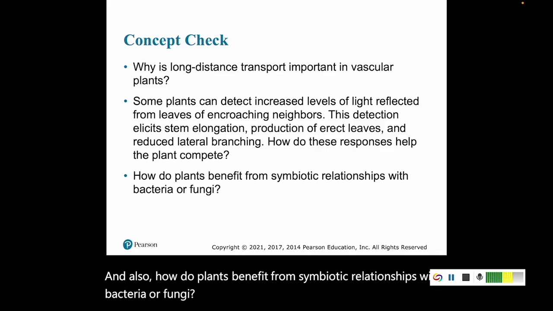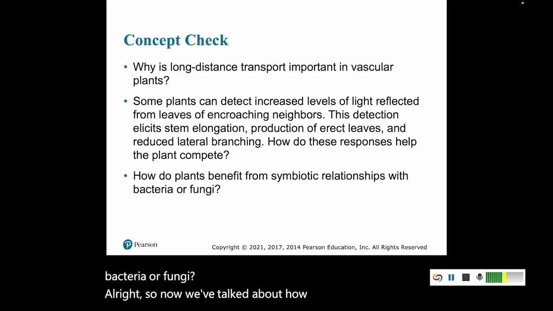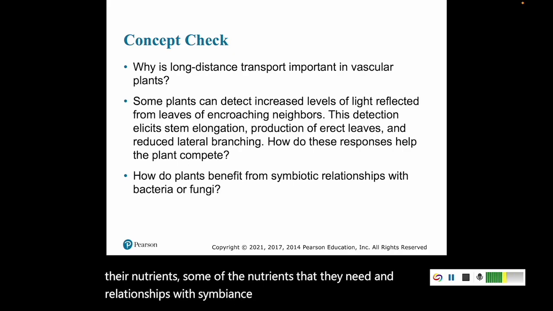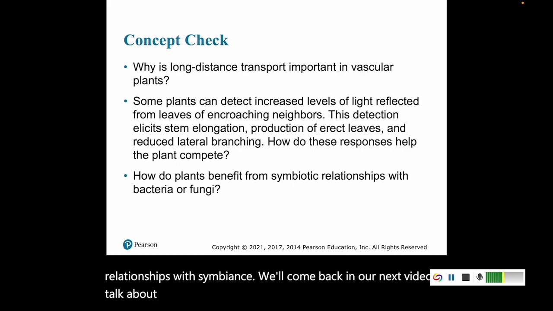All right, so now we've talked about how plants can absorb some of the nutrients that they need, and relationships with symbionts. We'll come back in our next video to talk about once they've absorbed them, how are those nutrients moving through the plant?